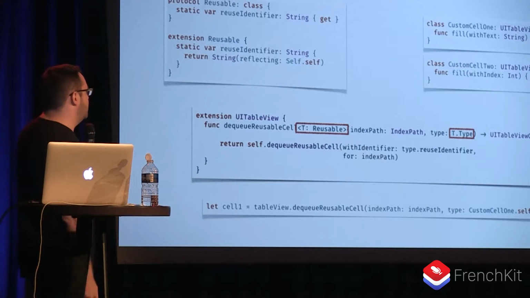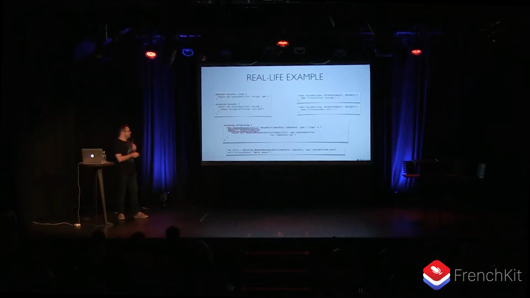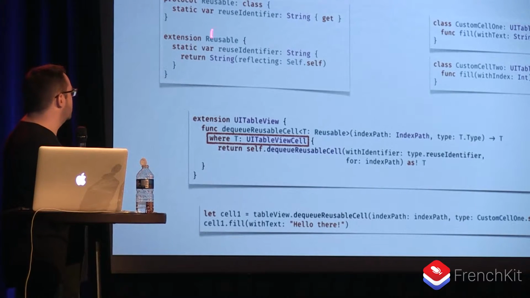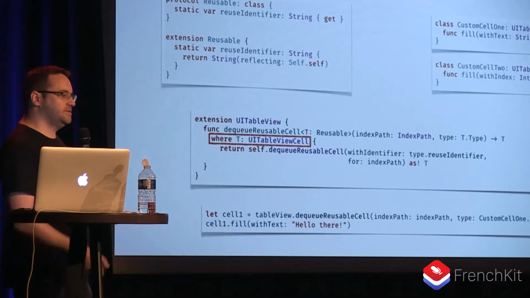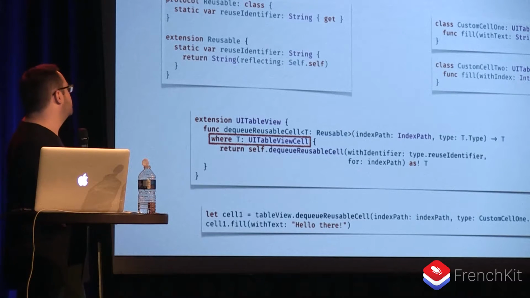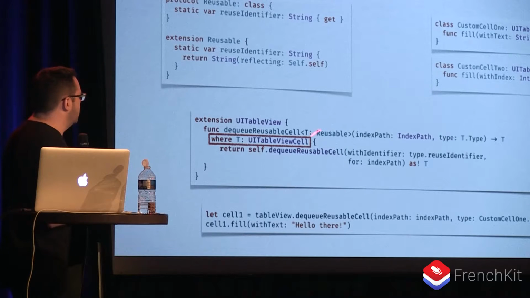But by doing that, now we can add some more constraints on T. Because until now, we only said that T had to be Reusable, but nothing said that this Reusable class, this type that conformed to Reusable, had to be a table view cell. But that doesn't make any sense to use our API with something other than a table view cell. And now with this where constraint, we can be sure that our generic T parameter is both a table view cell and conforms to Reusable.